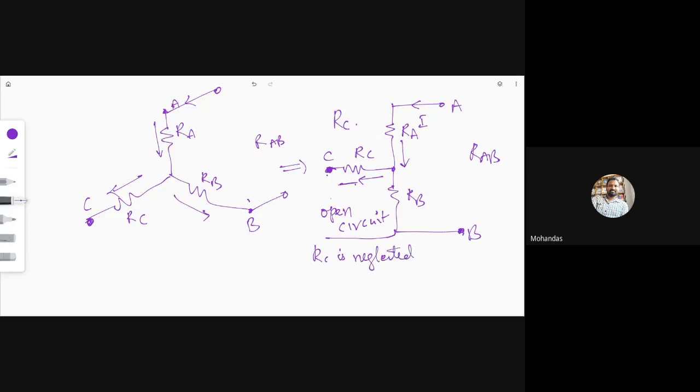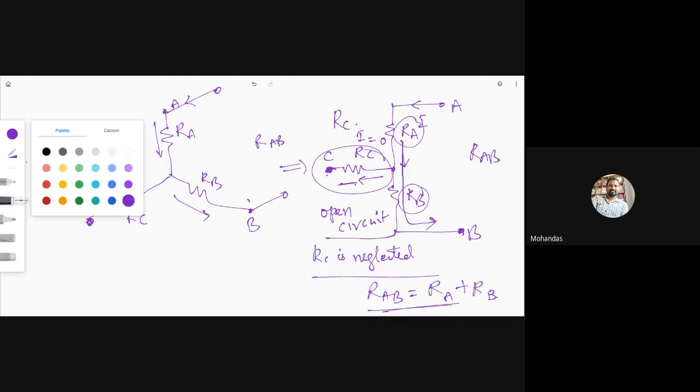So there is no current division, the same current is flowing through RA and RB. Then you can conclude that across RAB, RA and RB are connected in series. So I can say the resistance is RA plus RB. I hope you are understanding. So this is RA, RB.